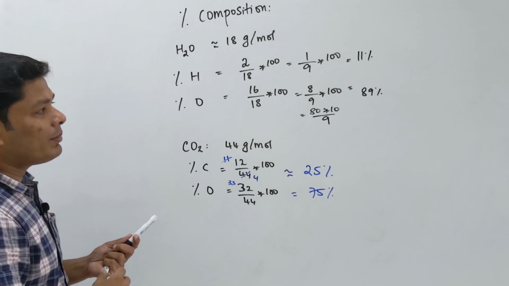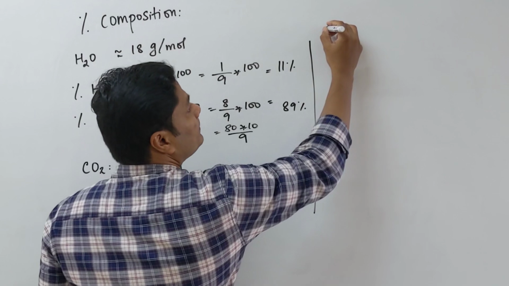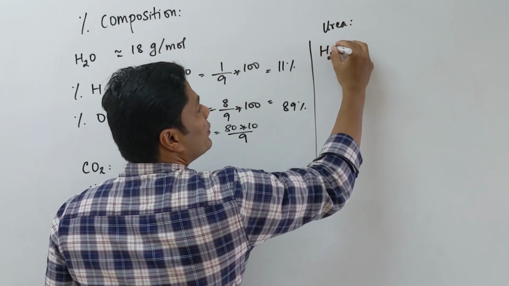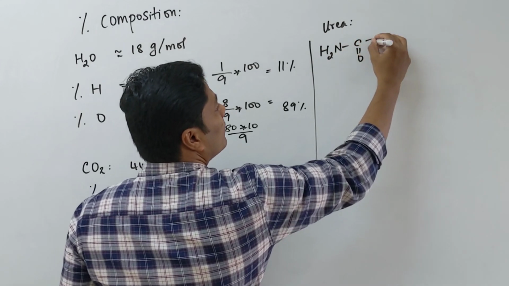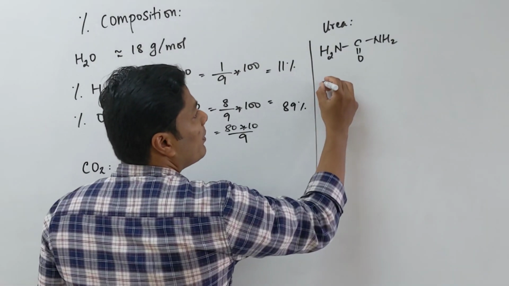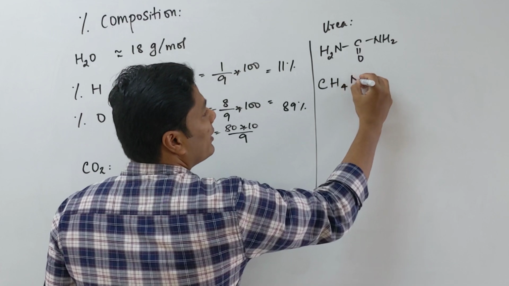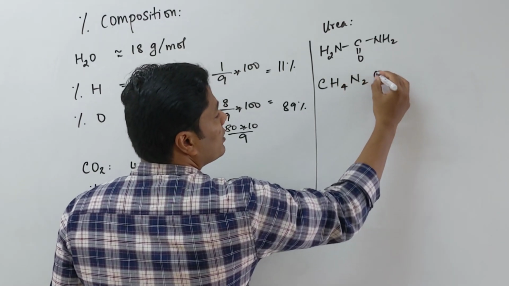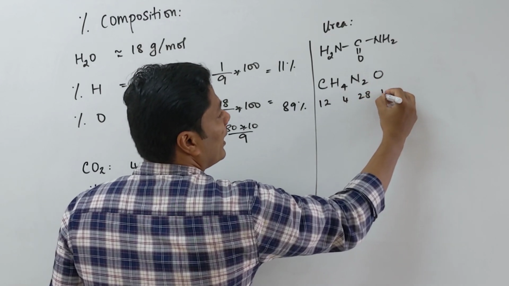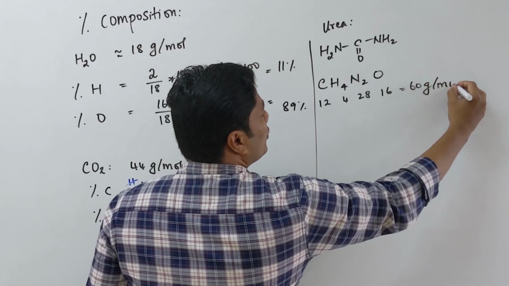We can look into something little bit more complex. Let's look into urea. Urea, you want to remember H2N C double bond O NH2. So I have my urea. So the molecular formula would be ஒரு கார்பன் இருக்கு, 4 hydrogen, 2 nitrogen, 1 oxygen. So this is 12, 4, 28 and 16. If you add it, you will get 60 gram per mole, which you want to remember.